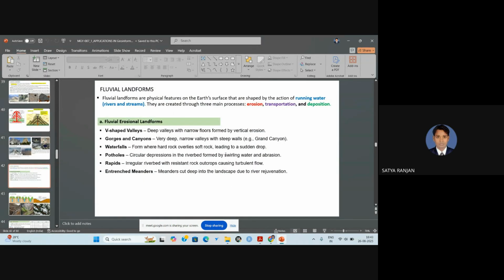Then we look into the fluvial landforms. Fluvial landforms are related to water. It is the action of running water, a river or stream, and a lot of landforms are created with erosion, transportation, and depositions.